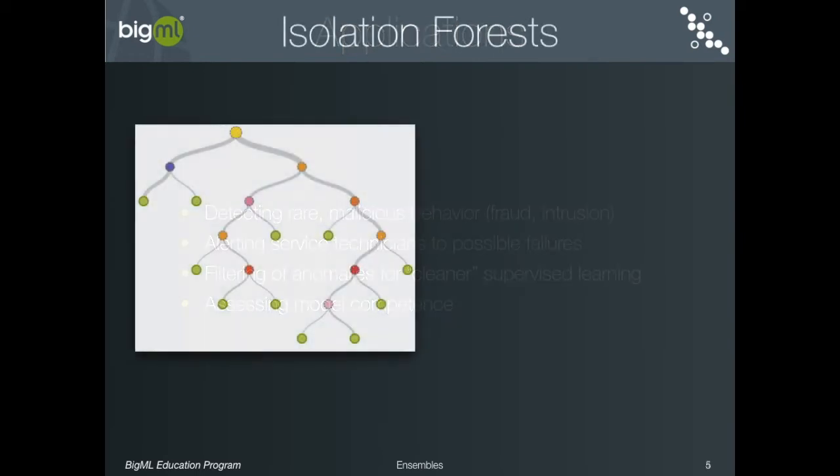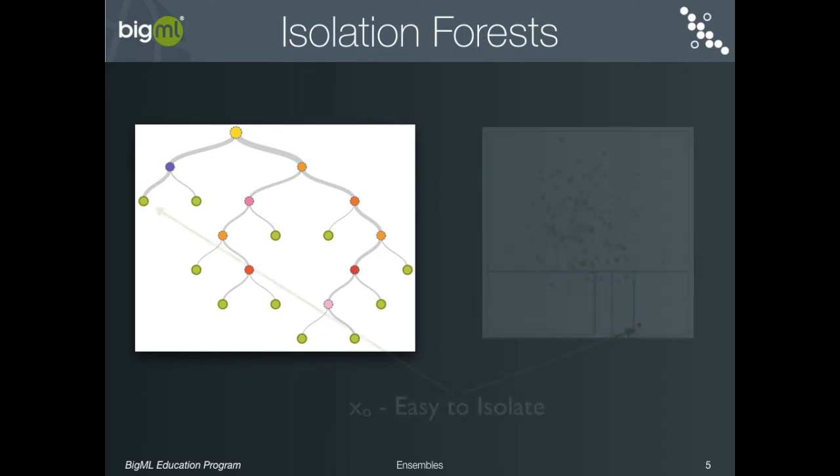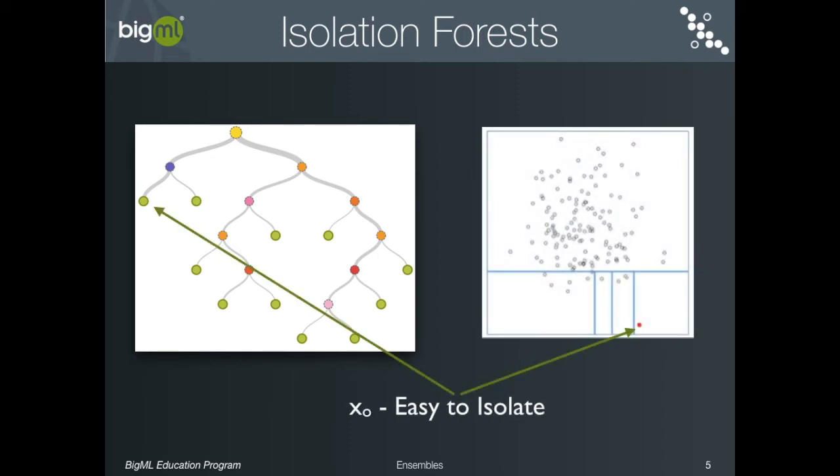The algorithm that BigML uses to detect anomalies is called an isolation forest. An isolation forest is exactly like an ensemble of decision trees, but with randomly chosen features and split values. Because outlier points, like x sub 0 in this figure, are by definition far away from the other points in the dataset, it will typically only take a few splits before these points are isolated in a node.